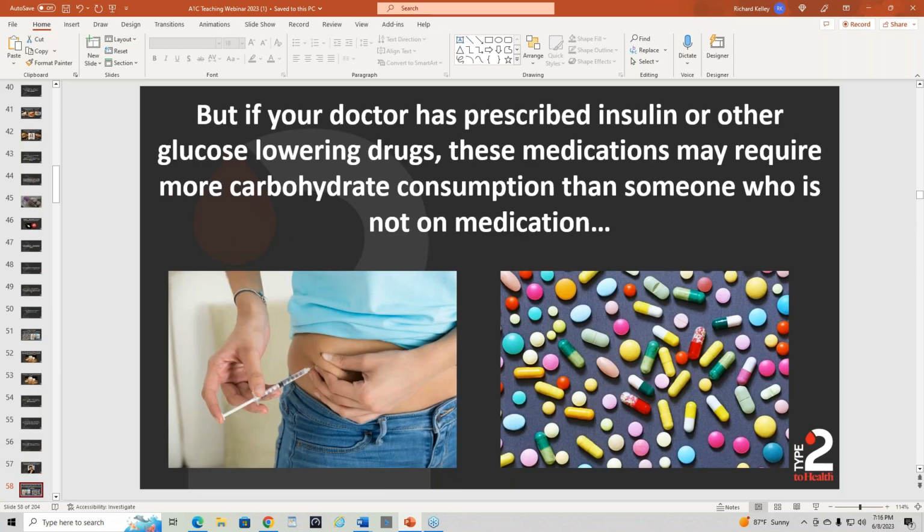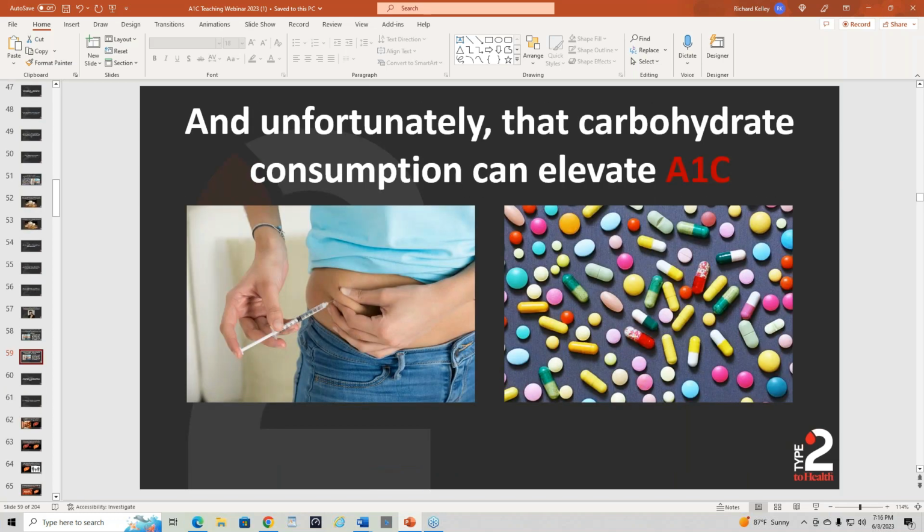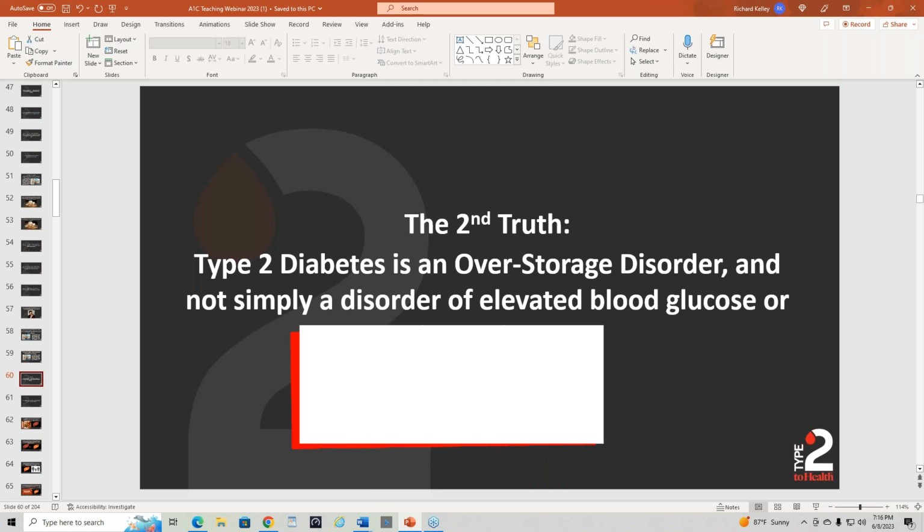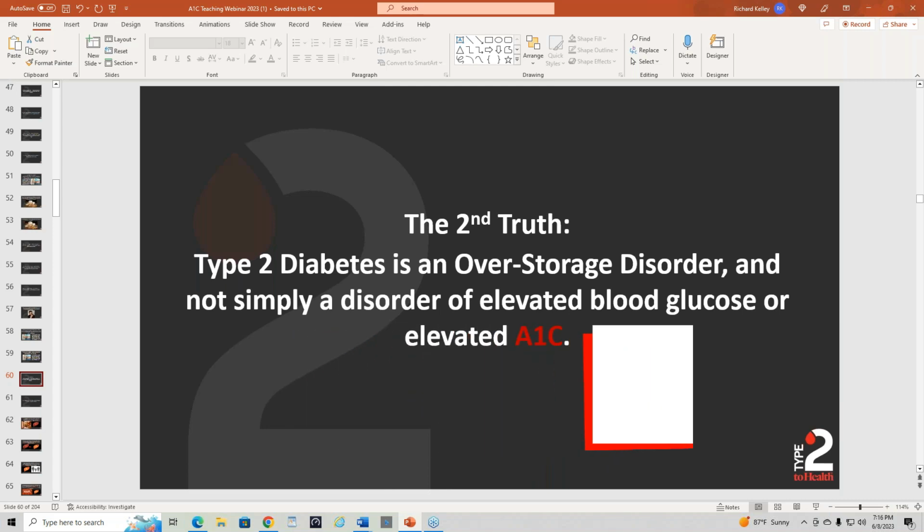But if your doctor has prescribed insulin or other glucose-lowering drugs, these medications may require more carbohydrate consumption than someone who is not on medication. Unfortunately, that carbohydrate consumption related to the medication that you're taking can elevate your A1C over time. So the second truth is that type 2 diabetes is an overstorage disorder, and it's not simply a disorder of elevated blood glucose or elevated A1C or simply genetics.